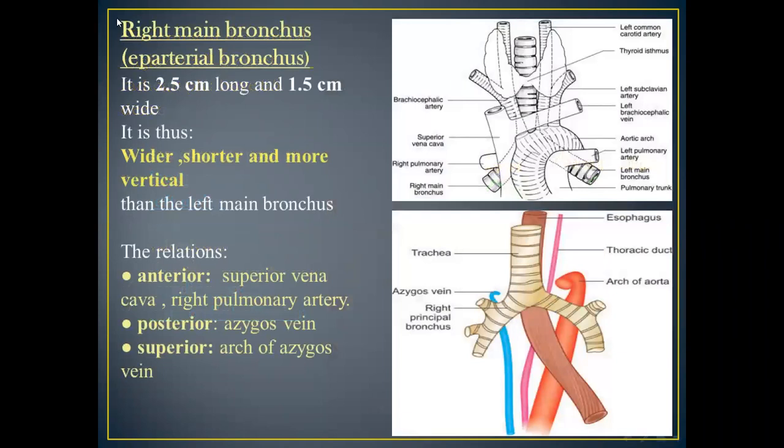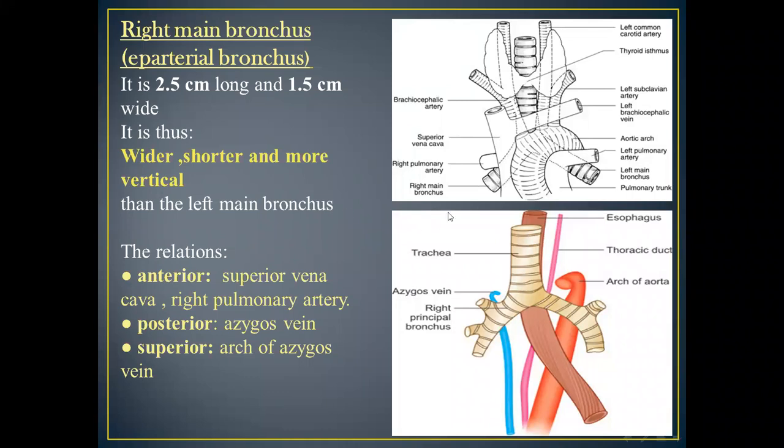Now the right main bronchus is called eparterial because it passes above the right main pulmonary artery. It is 2.5 cm long and 1.5 cm wide. It is wider, shorter, and more vertical than the left one.